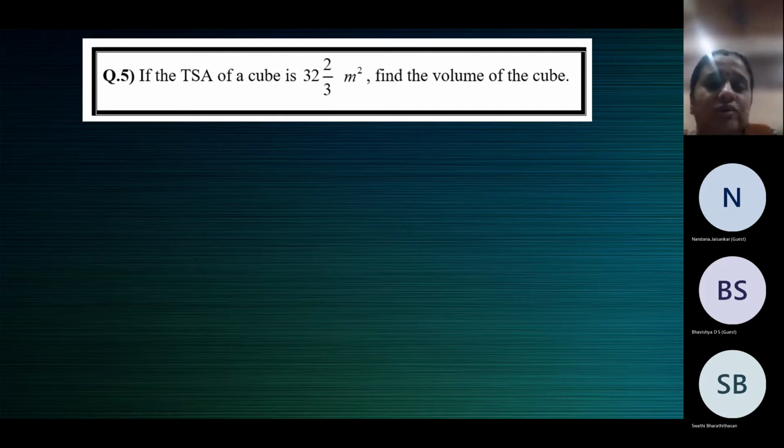So here the TSA of a cube is 32 2/3 meters square. Find the volume of the cube. Please try this. Write down the question. Try.